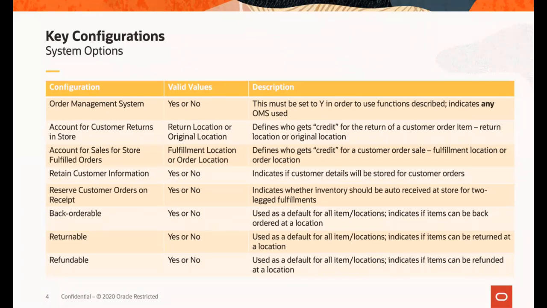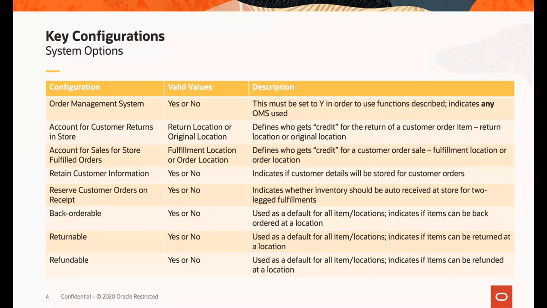Another key system parameter is the retain customer information option. It's just a yes or no option. This will determine whether or not, when customer orders are sent, merchandising will save the customer details, so the address, the customer name, that type of thing, with the order. Generally the flow would be that we would save that so that we could pass it along down to the warehouse or to the supplier for the order so that they know where to ship the goods.